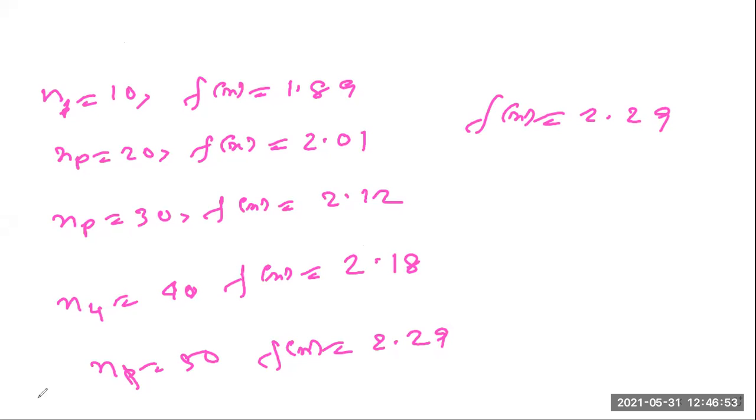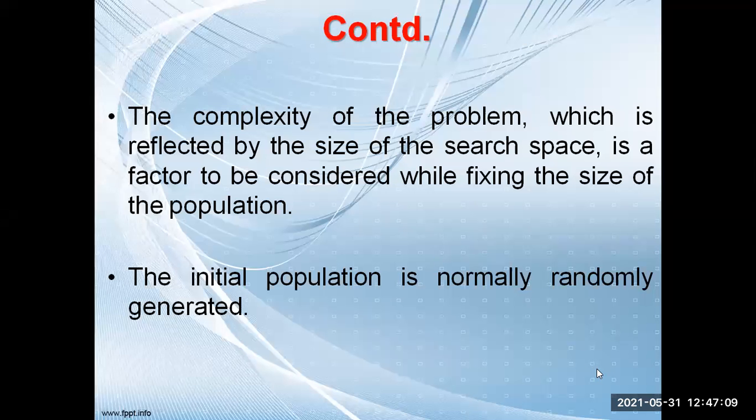So this, the number of population, again, is an important parameter which has to be tuned properly. Otherwise, we will not get the optimum value of the solution. Now, the complexity of the problem, which is reflected by the size of the search space, is a factor to be considered while fixing the size of the population. So depending upon the complexity of the problem, this particular population has to be tuned.